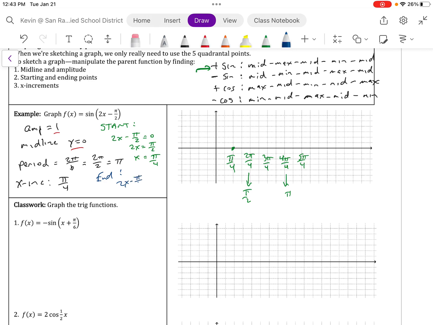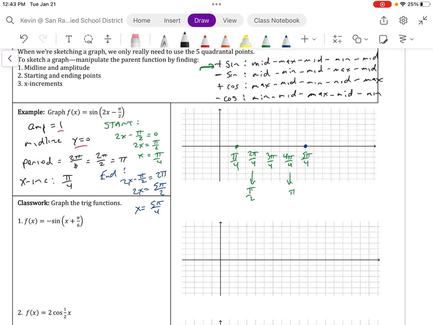Ending point. We take 2x minus pi over 2 equals 2 pi. 2x equals, let's see, 4 pi over 2, 5 pi over 2. So x equals 5 pi over 4. So this is our ending point. And again, I'm going to go back to black here. Since it's sine, our amplitude is 1. So let's just go ahead and make this 1.